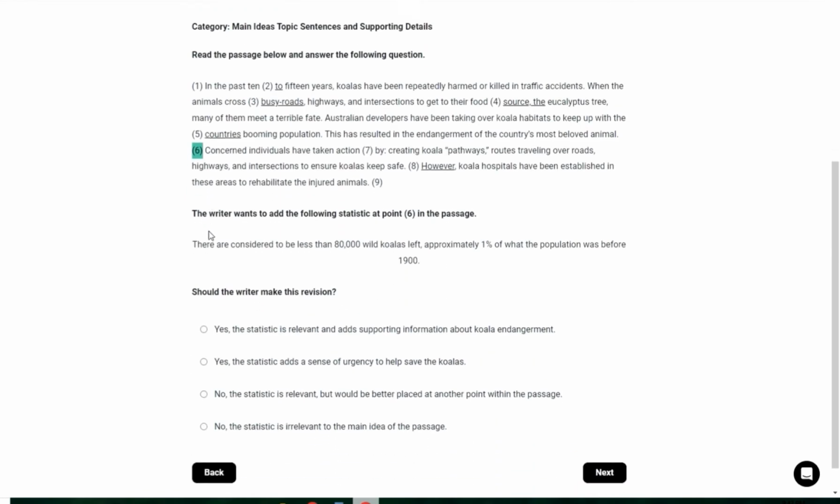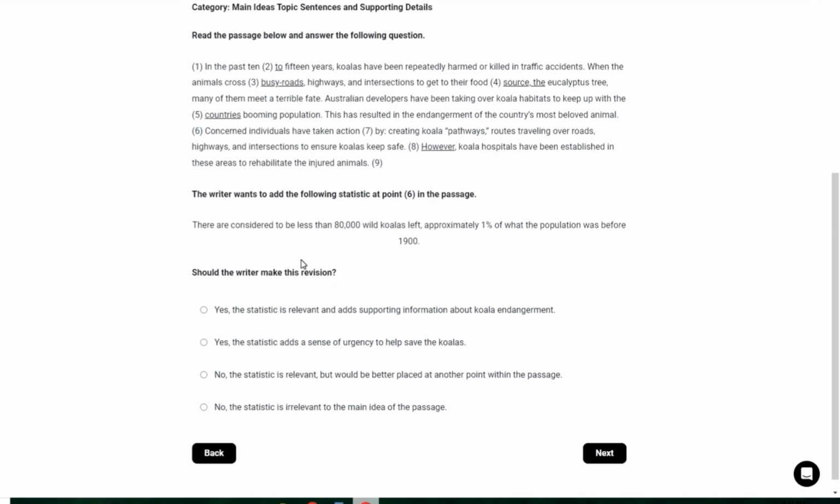All right, let's see what you guys get here. Initially, what I thought about right away is, hey, this statistic is helping to describe it, and it's asking, should they make this revision? Well, the last sentence is talking about the endangerment of the animal, and this one's describing it. So I was like, hey, that kind of makes sense. So I think that it should be added. And hopefully you guys are able to make this determination, because if you can determine between yes and no, it'll knock out half the answers.